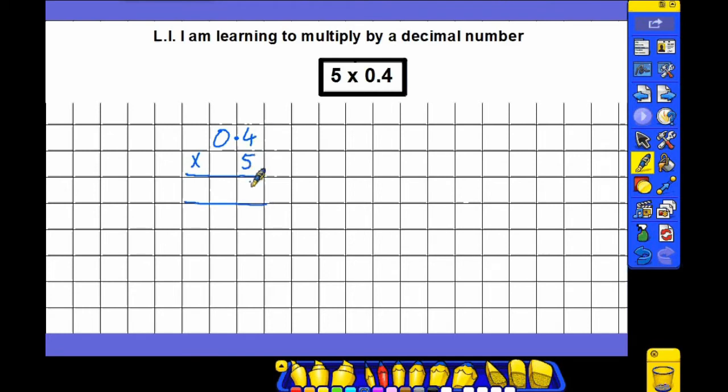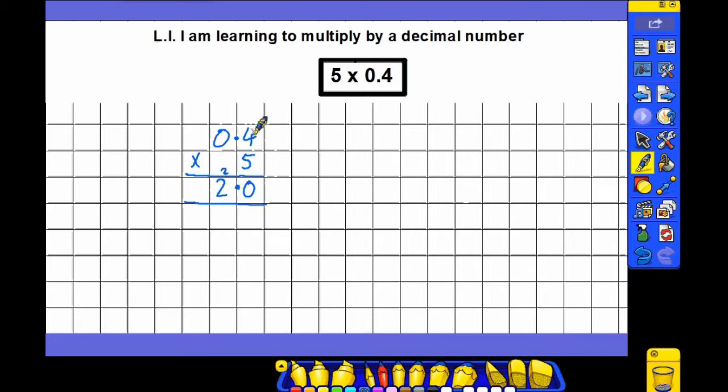So 5 times 4, well that's 20. 5 times 0 is 0, plus the 2 gives me 2. So that does give me the right answer. However, in some cases, when we get slightly more complicated numbers, we might want to use a different method.